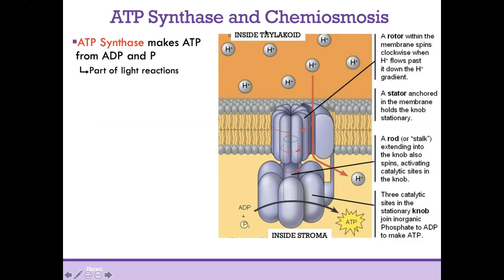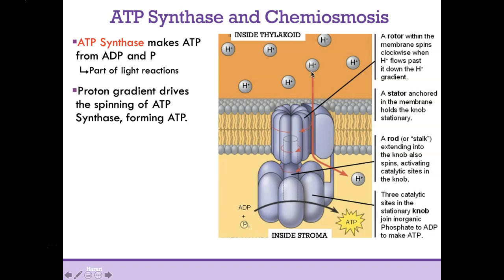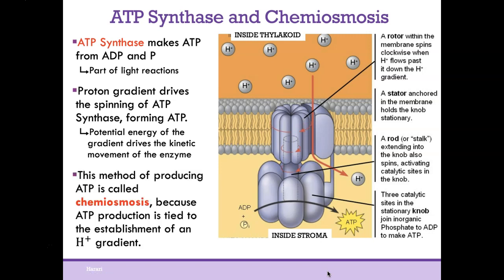So ATP synthase makes ATP from ADP and phosphate as part of the light reactions. And the proton gradient is what drives the spinning of ATP synthase. So as H pluses inside the thylakoid go from high concentration to low concentration, this actually spins as a form of kinetic energy. Right? So the potential energy of the gradient drives the kinetic energy movement of the enzyme.